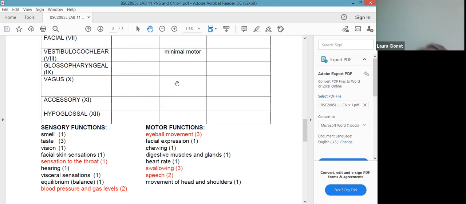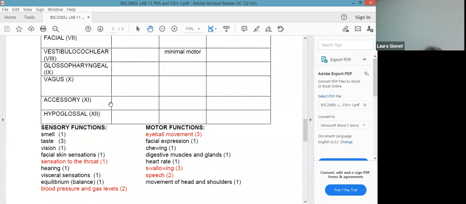Okay, then we go to motor. So motor function includes swallowing. Big part of swallowing, most of swallowing is going to be the vagus. We have heart rate, right? Because it's going to essentially inhibit the heart rate, but it has connections to the heart. It's also motor to digestive muscles and glands, because those are all in the abdominal pelvic cavity. So just by location alone, you should know that. And that's it.